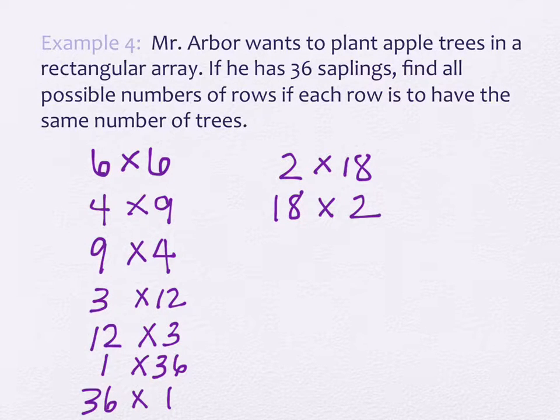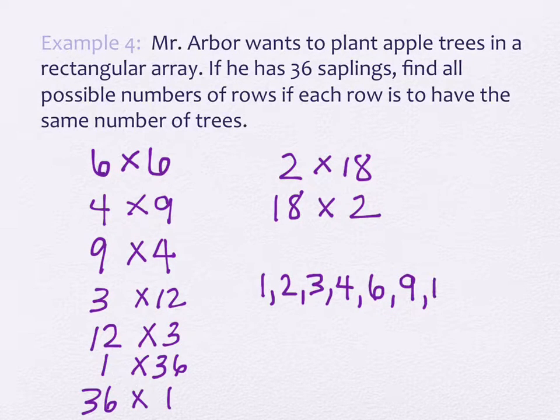These are all our options. The question just says find all possible numbers of rows if each row is to have the same number of trees. And the answer, we've written all the combinations down, is that we could have 1 row, 2 rows, 3 rows. What's next? 4 rows, 6, 9. Did I skip one? I did. 12, 18, and 36.